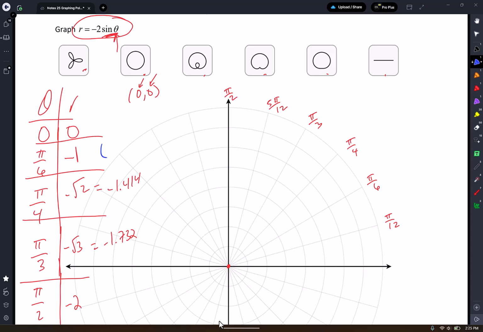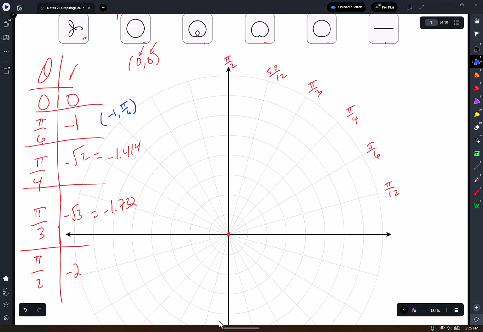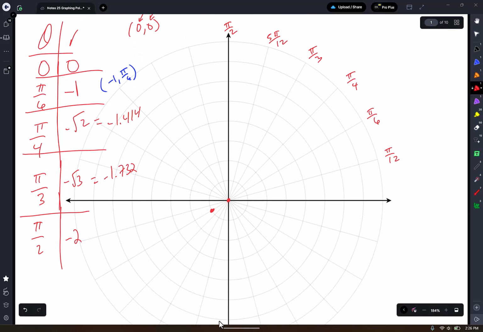This point here, remember, it's r comma theta. Negative 1 comma pi over 6. So go to pi over 6 first. Here it is, the ray pi over 6. It's this one right here, I'm using my laser. And I'm going to go in reverse, negative 1. So if I go in reverse negative 1, I'm right here. We still okay? Next one, pi over 4, negative 1.41. So here's pi over 4. I'm going to go in reverse, so I'm going to be in quadrant 3. So negative 1.41, I'm going to be right here.